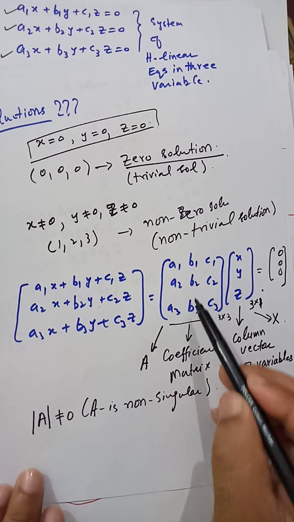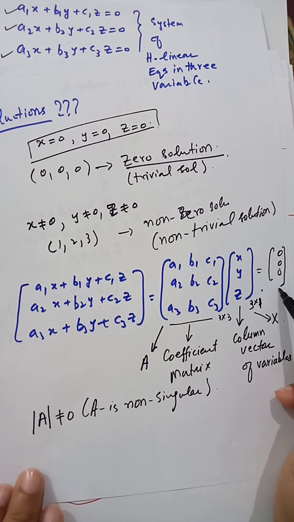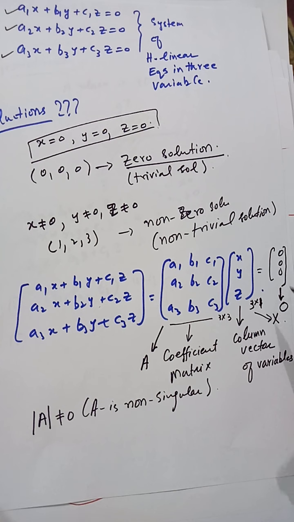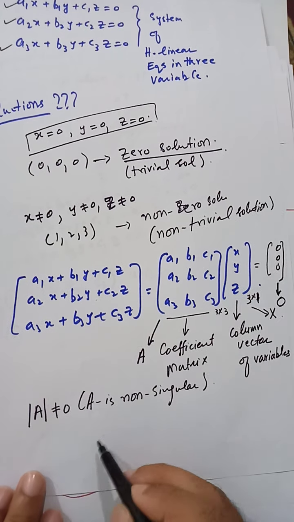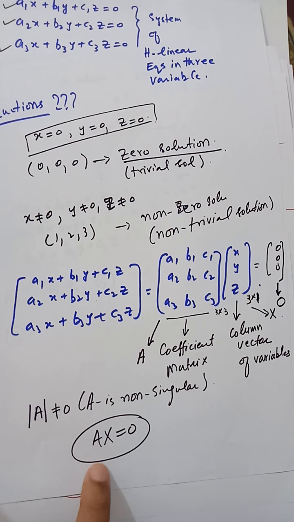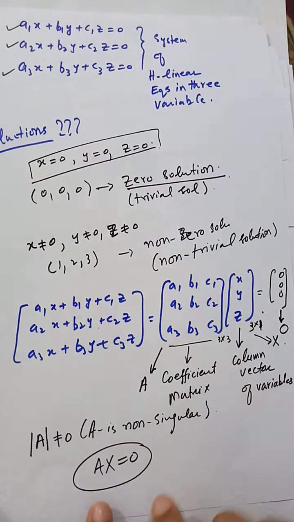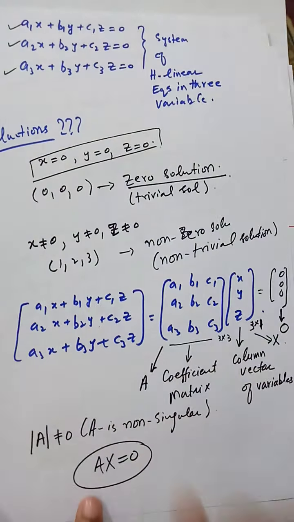So let's say I am representing this matrix by A, this by X, and this by capital O, because this is a null matrix. So this system can be written as AX equal to O. You see that I am converting this system into the matrix form. This is the matrix form of this system.